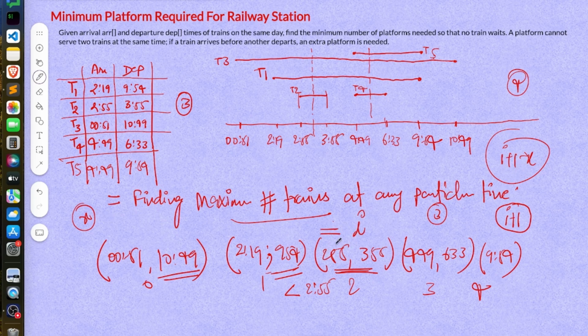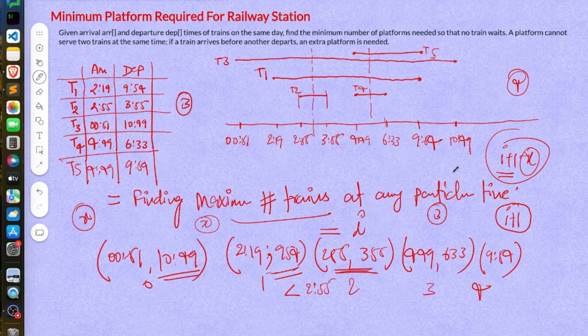The total trains that have arrived at index I is I plus 1. The total departed is x, and how to calculate this x? We can try to find out how many trains' departure time is less than my arrival time. Those trains have already departed, so that is the value of x, and we can easily find out how many trains are present on a platform, right?